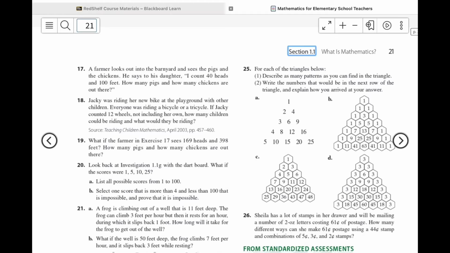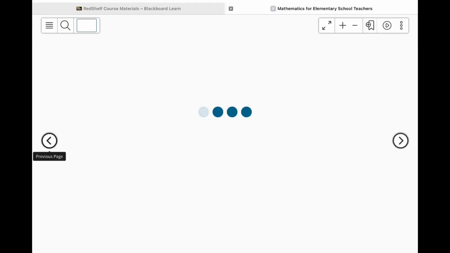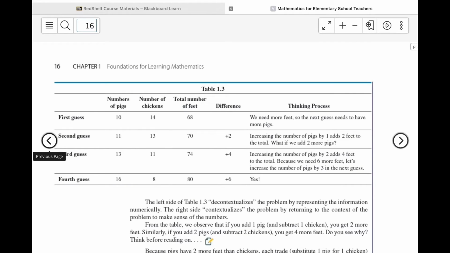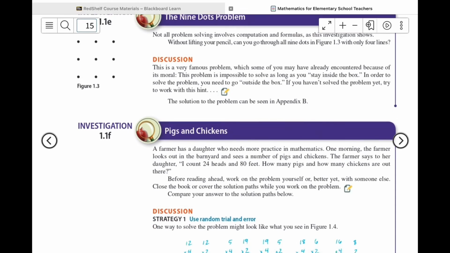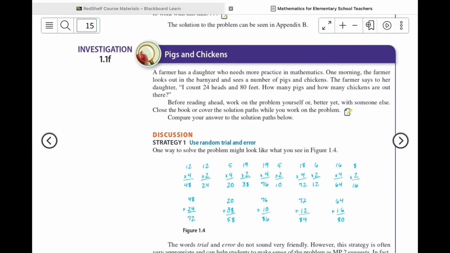But if you were stuck, let's go back into the section. I'm going to go back to page 15. And it turns out the problem that we are doing right now is one of the problems in the book. So this book has great examples. And in the examples, they also really describe the thinking. The authors describe the thinking.